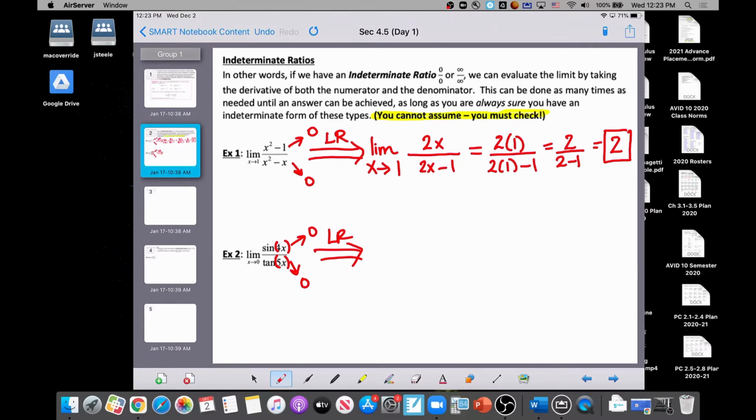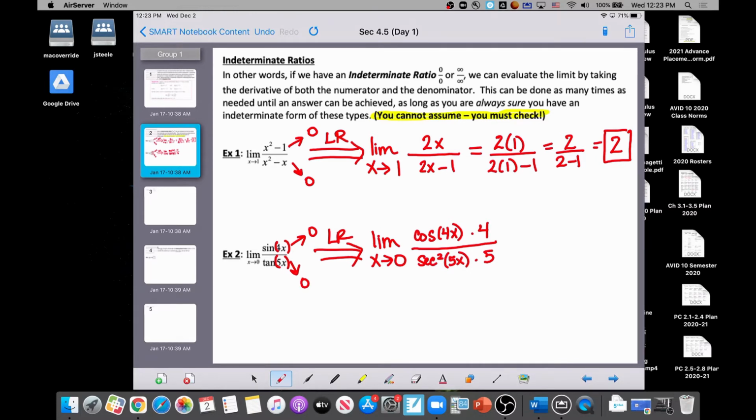So the derivative of sine is cosine. So my numerator, I still have the limit as x approaches 0, but then my numerator is going to be cosine of 4x times the derivative of 4x, which is 4. And in my denominator, the derivative of tangent is secant squared of 5x times the derivative of 5x, which is 5.